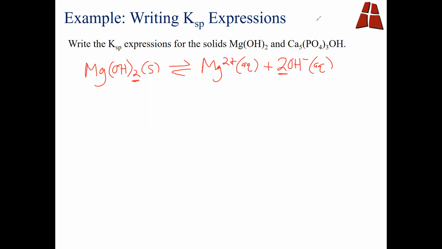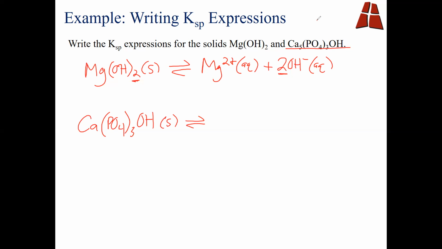I would recommend taking a stab at the second one, this calcium phosphate hydroxide. So if you want to pause the video and do that before I go into it, I'd recommend it. But I'm going to go into it now. So again, we start by writing out calcium phosphate hydroxide, and that is going to be a solid. This is going to be in equilibrium.